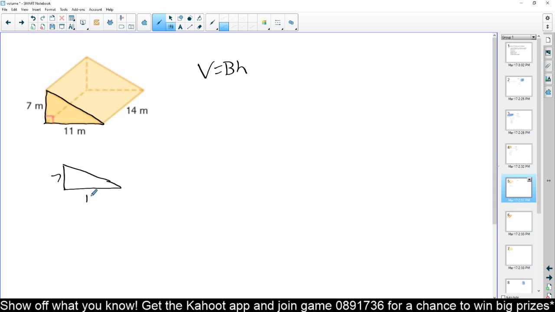So we're going to label this one 7 by 11. I know the height is this number that represents how far it is from one triangle, or one base, to the other. So h is going to be 14. And then down here, when I'm finding area of the base, it's going to be a little bit different. Area of a triangle is half base times the height. And I know base and height of a triangle always meet at a right angle. Okay, so here's my right angle, so I know base and height have to be 7 and 11.